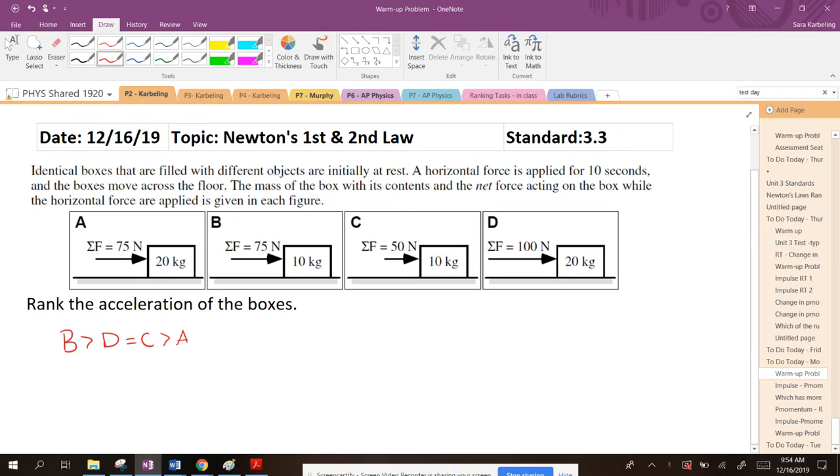B, D, C, A. You guys had something close, didn't you? You're close? Okay. All right. I don't know that this is right, though, but let's go through it and make sure that we all understand the physics that embodies this. How did you approach this problem? What did you do?